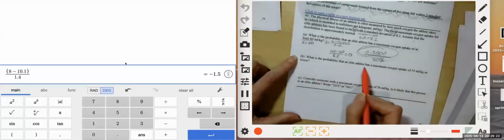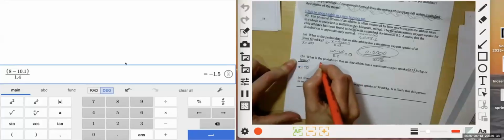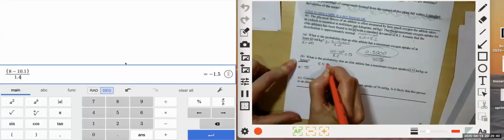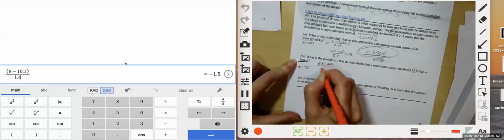All right, probability that an elite athlete has an uptake of 55 or lower. Okay, so our x is now 55. So we have 55 minus 60 divided by 8.2.